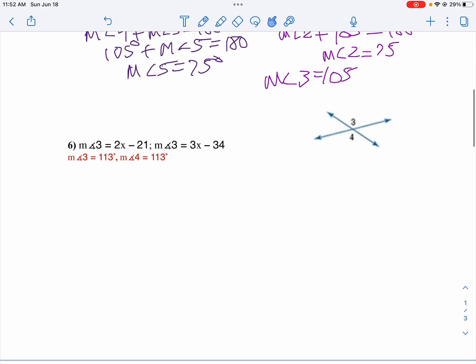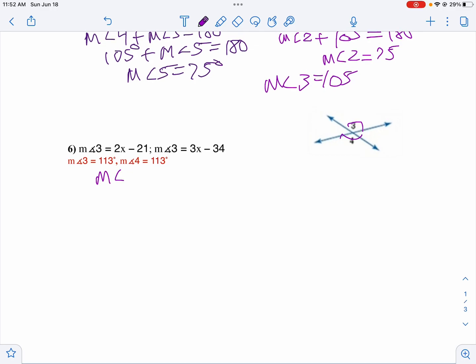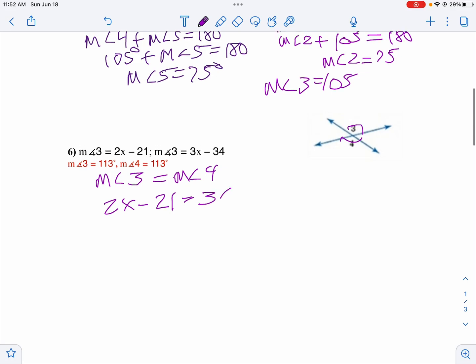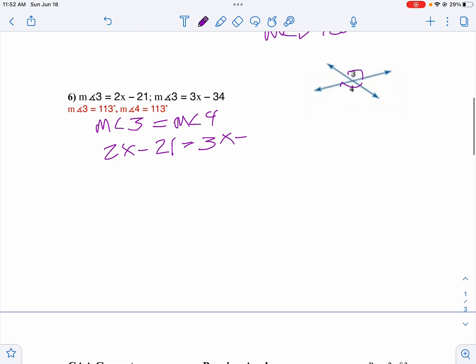Now on question number 6, I've got vertical angles here. Since they're vertical angles, I know angle 3 equals the measure of angle 4. So in other words, 2x minus 21 equals 3x minus 34.